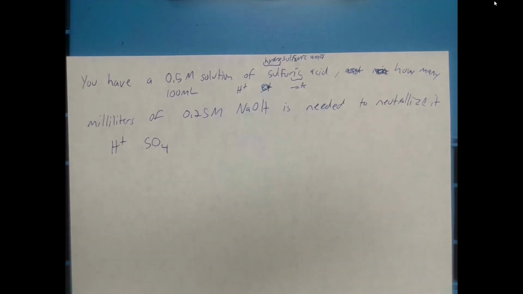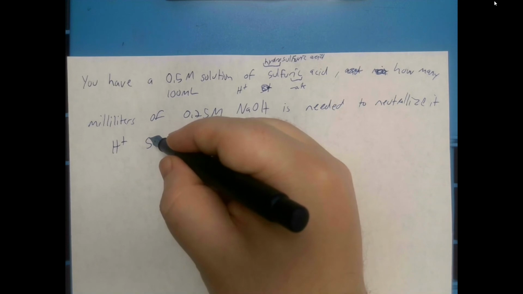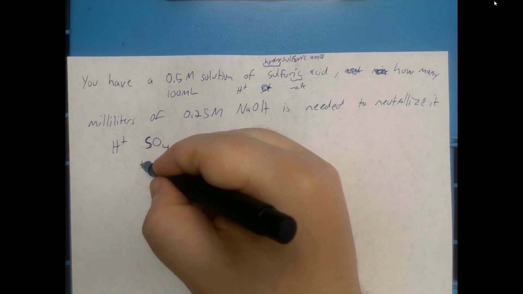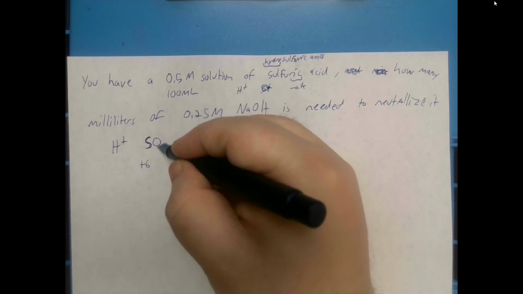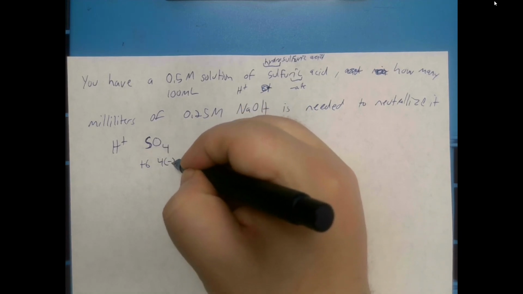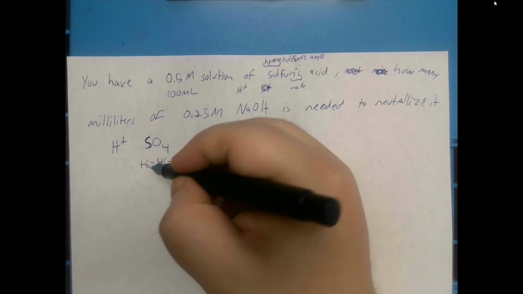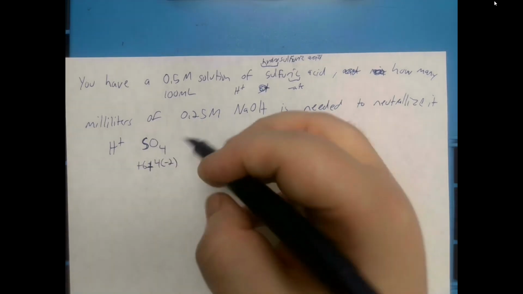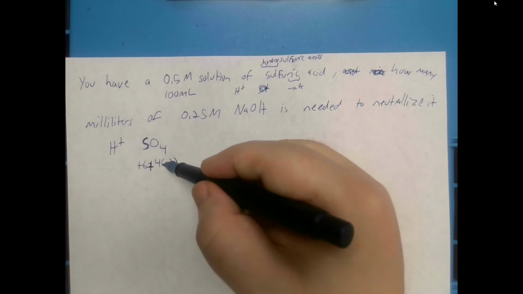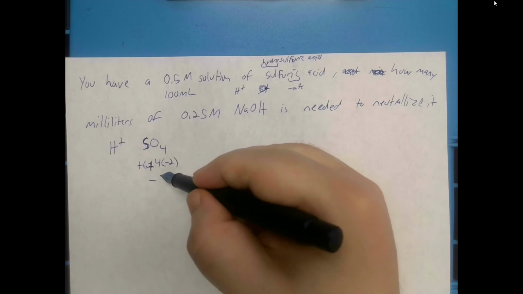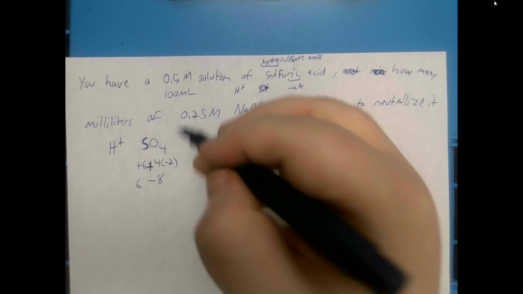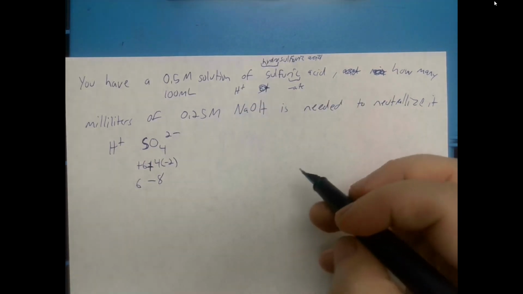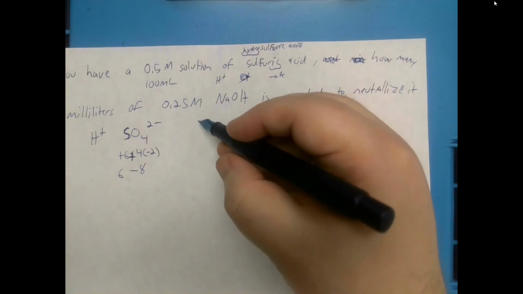And then what would your charge be? So what group number is sulfur in? It's in 6, so I give it a +6. Oxygen, we always have the oxidation number of -2. And the sum of oxidation numbers is the charge of the ion. So what is 6? Well, 4 times -2 is -8. So 2 negative. So what's the formula?